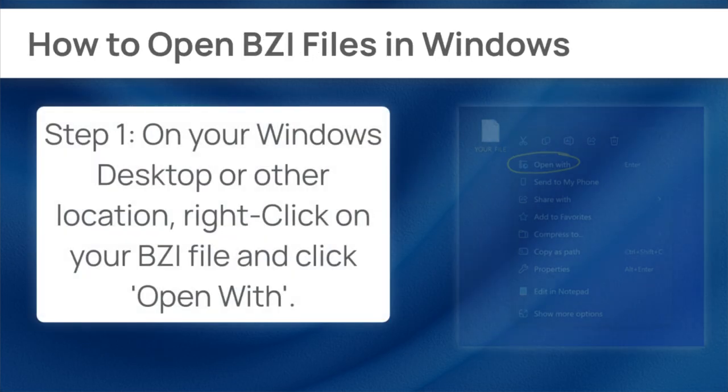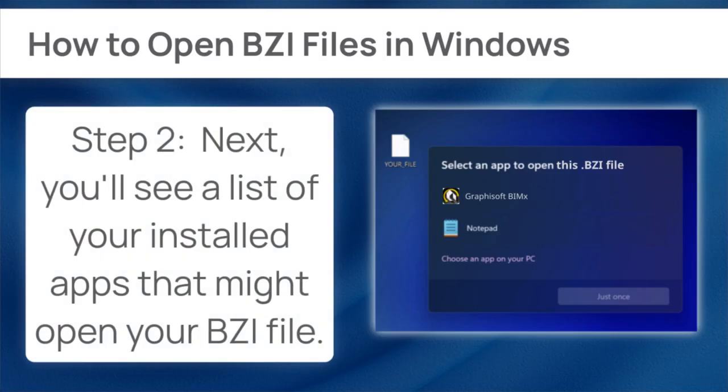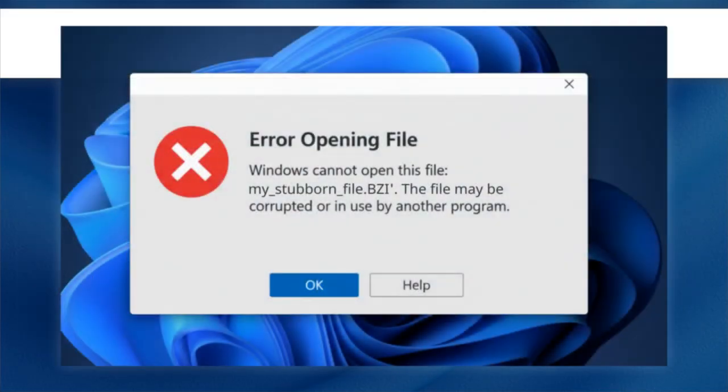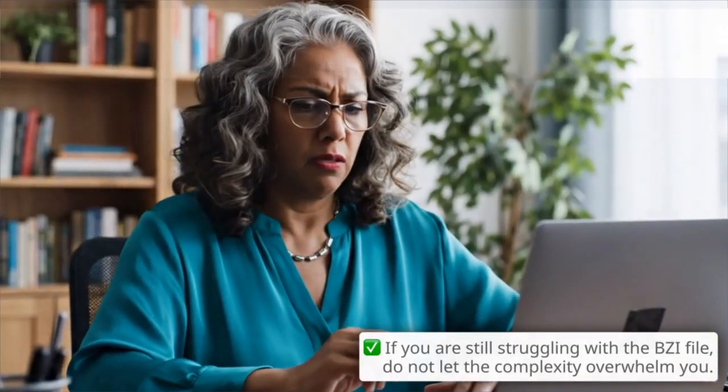Let's troubleshoot the file association error. Right-click your BZI file and select Open With. Test Graphisoft BIMx if installed. If unavailable, choose a different app. That is often the key to unlocking the file. When the initial application fails, we must assume a deeper problem. Let's jump into these 3 core diagnostic steps immediately.